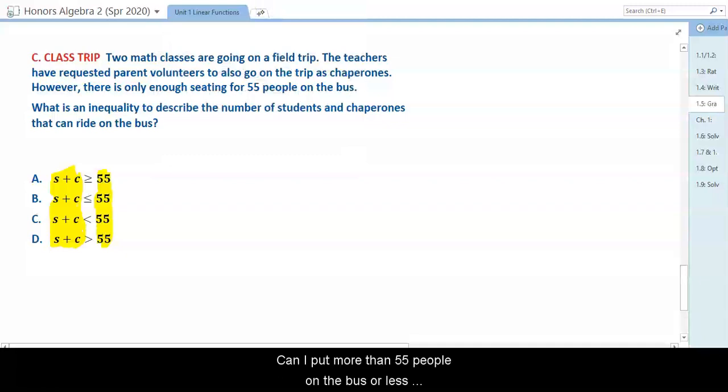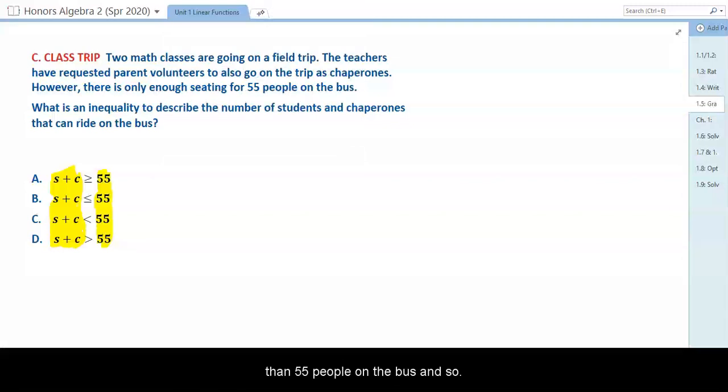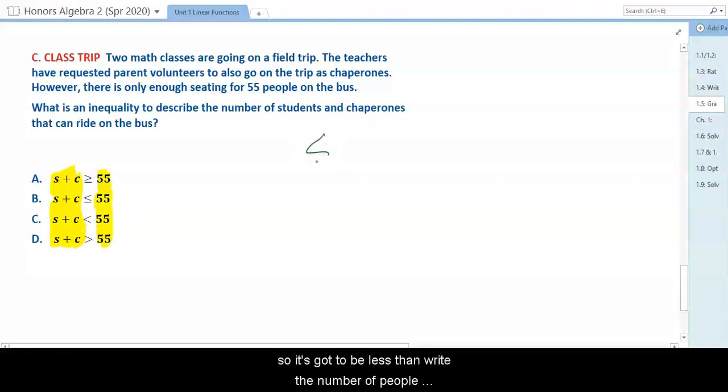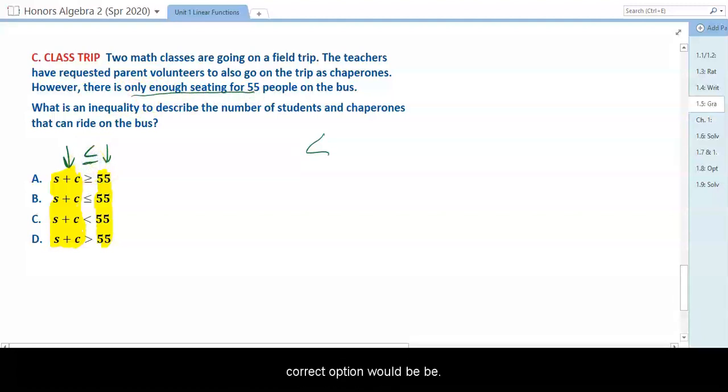Can I put more than 55 people on the bus or less than 55 people on that bus? And so I can't put 56, right? Because that would be above capacity. And so it's got to be less than, right? The number of people that go on that bus have to be less than the number of people that are possible. Can I put 55 people on that bus? It says there's enough seating for 55. And so yes, I can be equal to. And so the correct option would be B.